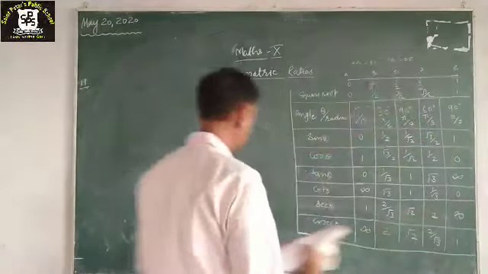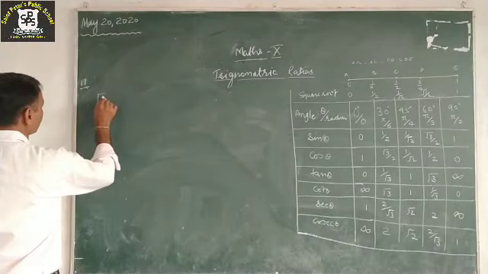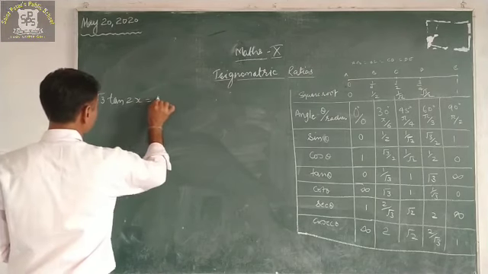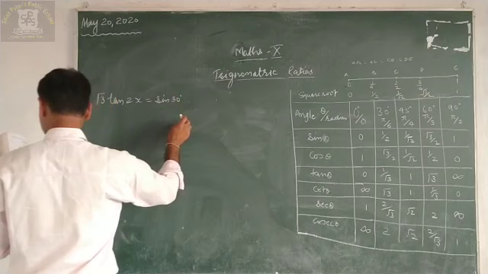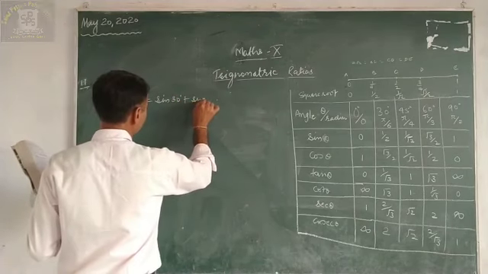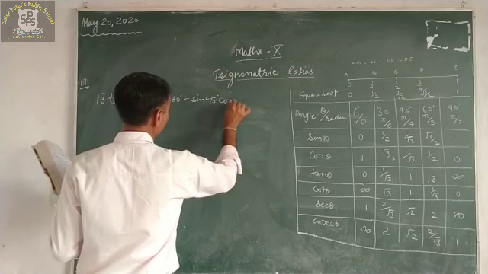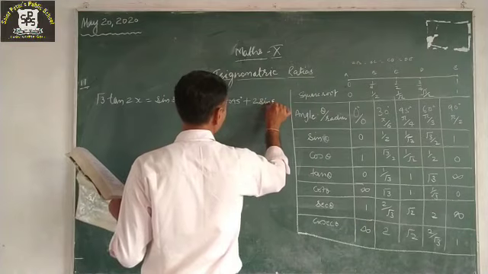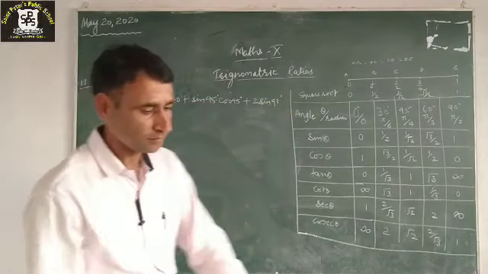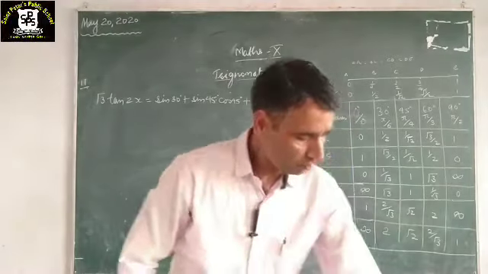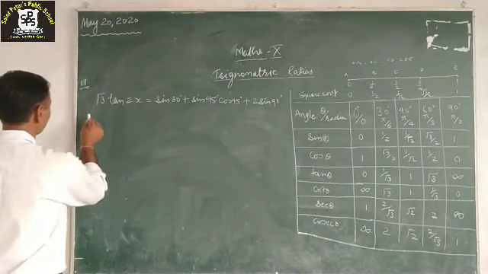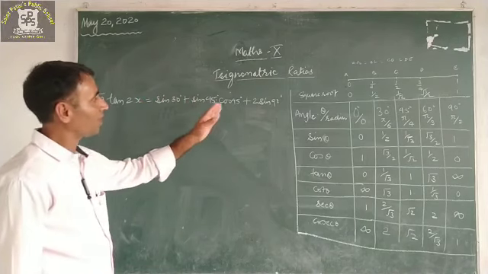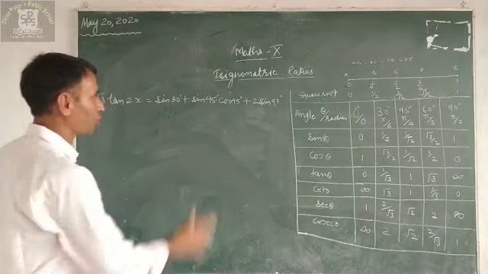root 3 into tan 2x. Root 3 into tan 2x is equals to sin 30 degree plus sin 45 degree into cos 45 degree plus 2 sin 90 degree. Now we have to find the value of x. So first of all, we are going to put the values of sin 30, sin 45 and sin 90 by using this table.